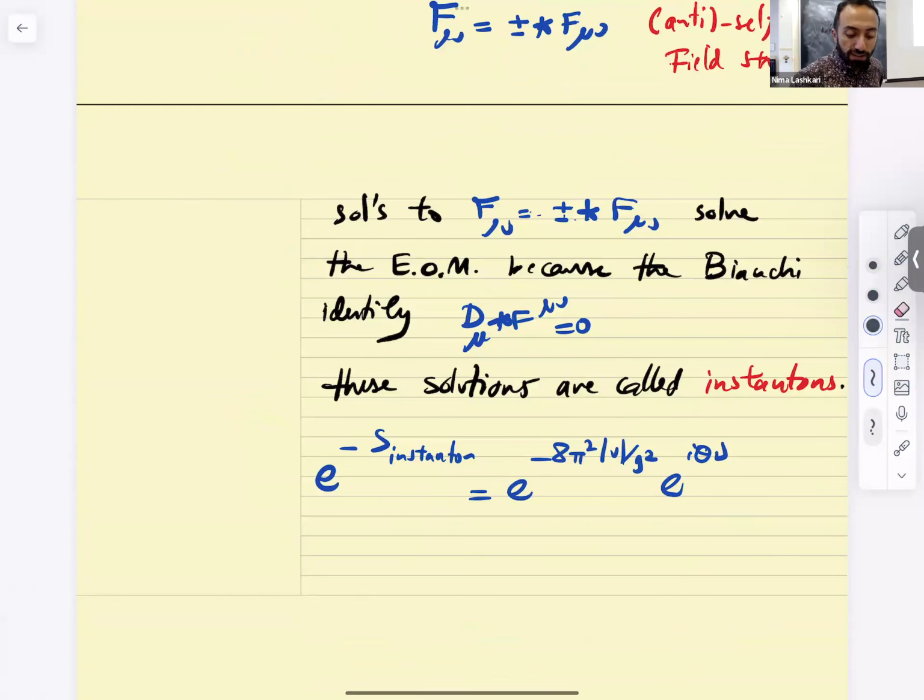So solutions to the self-duality equation give you solutions to the equations of motion. Why? Because d mu of star F mu nu is always equal to 0 by the Bianchi identity. So it's a very, very cool trick. These solutions are called instantons, and their action is this. This is the value of the action.